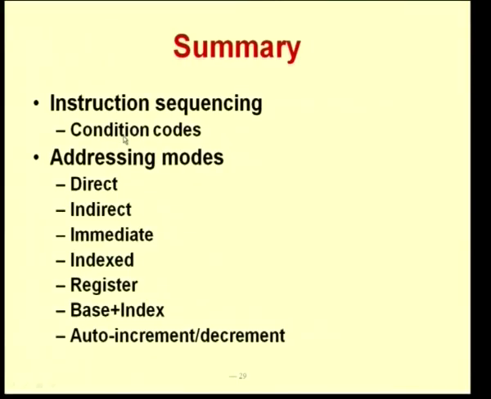To summarize, we can take a look at what we have done so far. There are two topics that we have covered today. One is instruction sequencing, where we looked at how condition codes are used, and then we looked at these different addressing modes: direct, indirect, immediate, indexed, register, base or base plus index addressing mode, and then auto increment and auto decrement addressing modes. Once you understand the basic idea of these addressing modes, then we can look at different combinations of these to see how effectively they can be used for accessing different memory locations for different data structures.